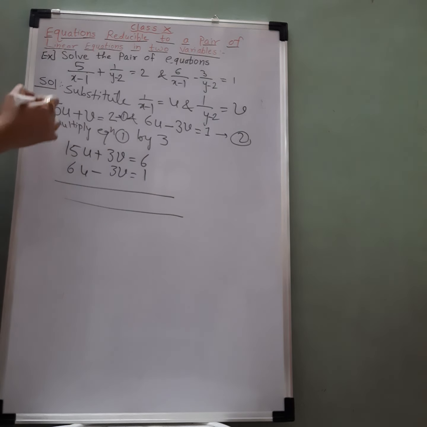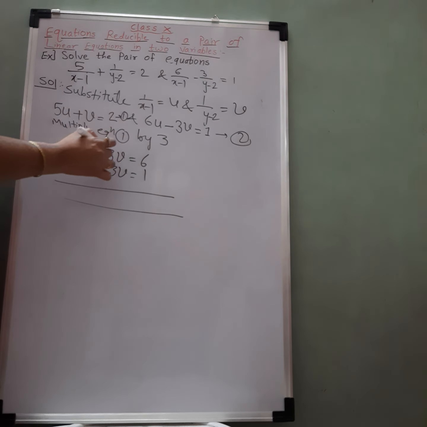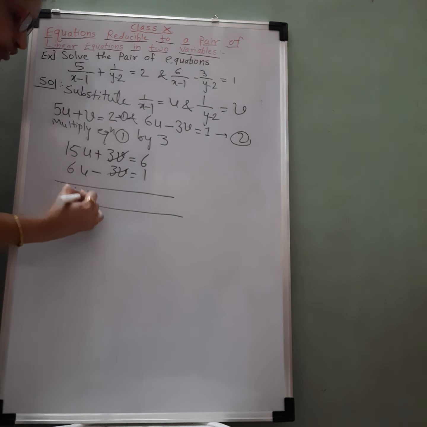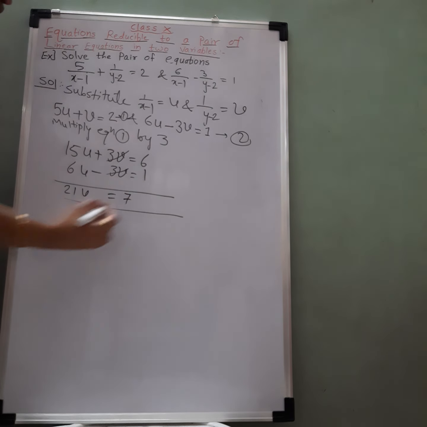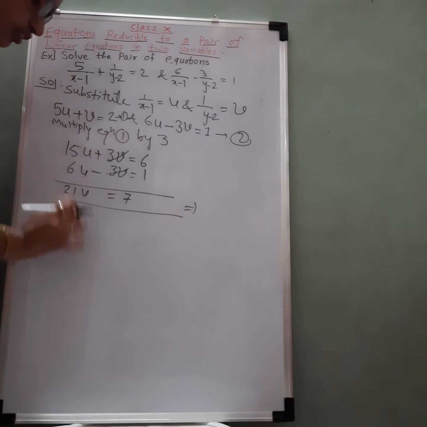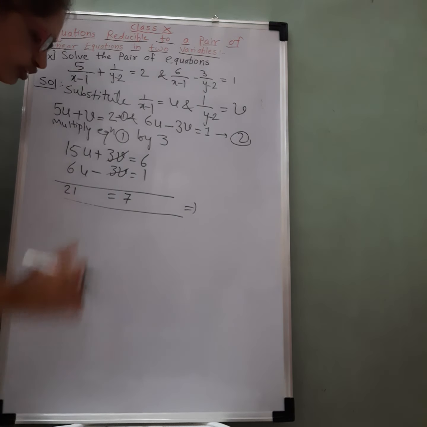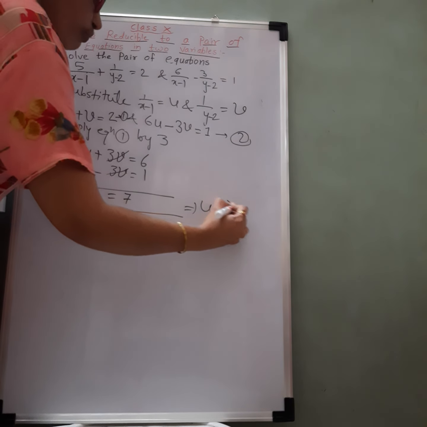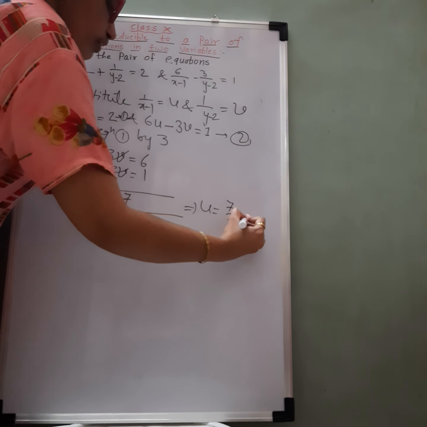Next step is adding the two equations. Here plus 3v minus 3v gets cancelled. Now 15u plus 6u, you will get 21u is equal to 7. Now this implies 21u is equal to 7. So u is equal to 7 upon 21, that is equal to 1 upon 3.